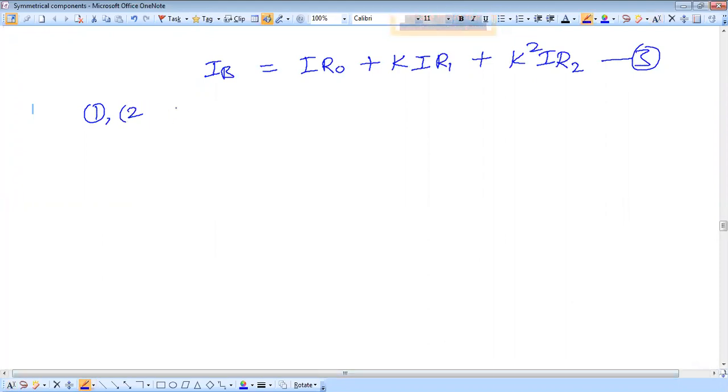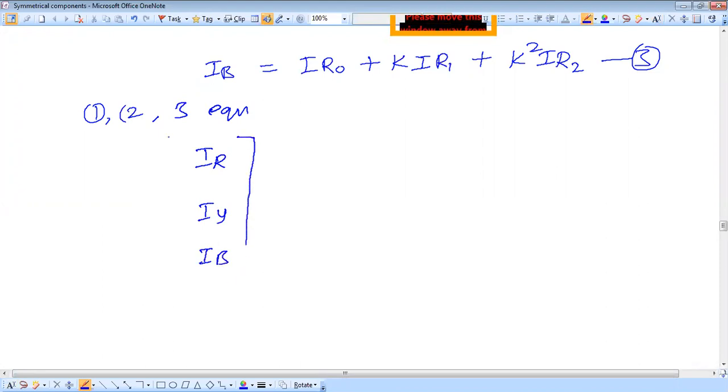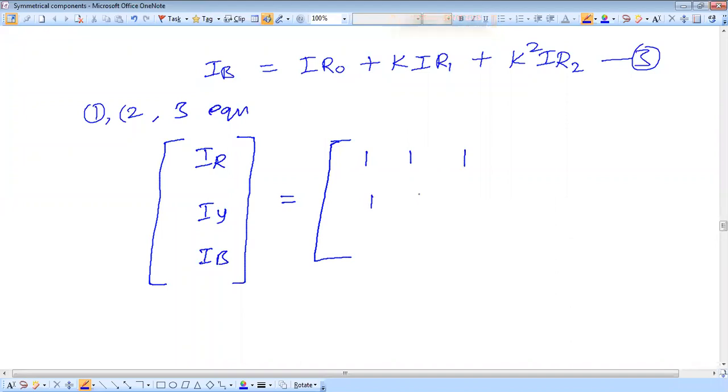1, 2, 3 equations. What can you write? IR, IY, IB is one matrix. These are unbalanced quantities in terms of symmetrical components. What is the matrix we are going to determine? This unbalanced quantity, the matrix we are getting is 1, 1, 1, 1, K square, K, 1, K, K square.